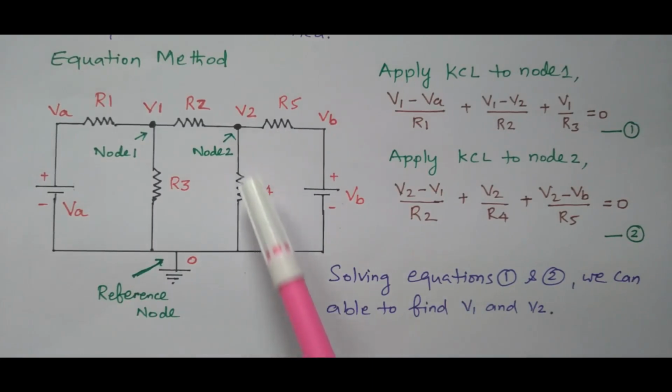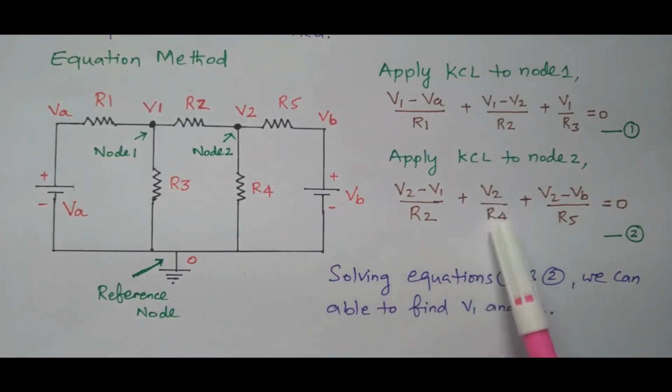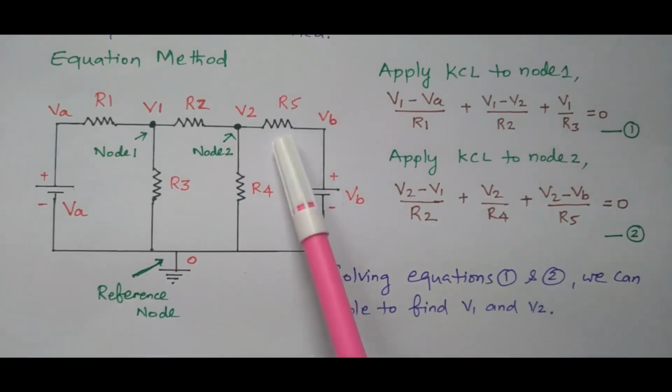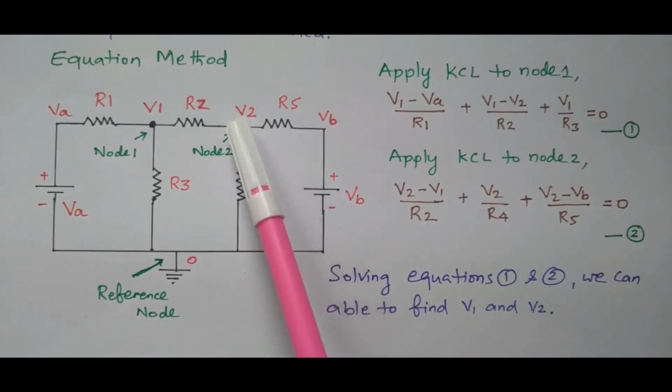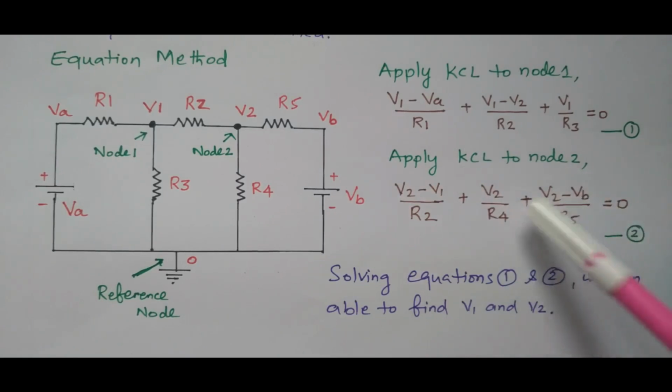What about R4? R4 is connected between the second node and the reference node, so we only have voltage V2. V2 by R4 is the current flowing through the resistor R4. We have one more resistor available, R5. What is the current here? Voltage by resistance. What is the voltage? V2 and VB, since it is connected between node 2 and the supply voltage. So (V2 minus VB) divided by R5. So the currents flowing through R2, R4 and R5, the sum of these is equal to 0. That is a statement given by Kirchhoff's current law.